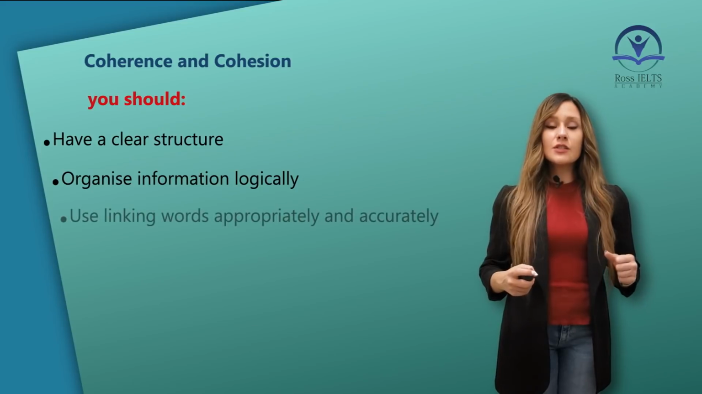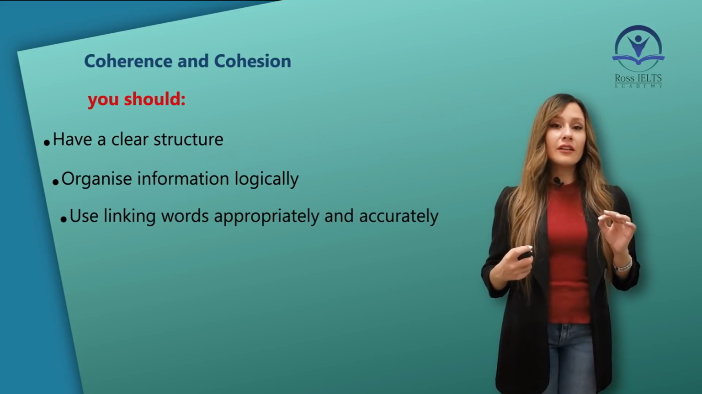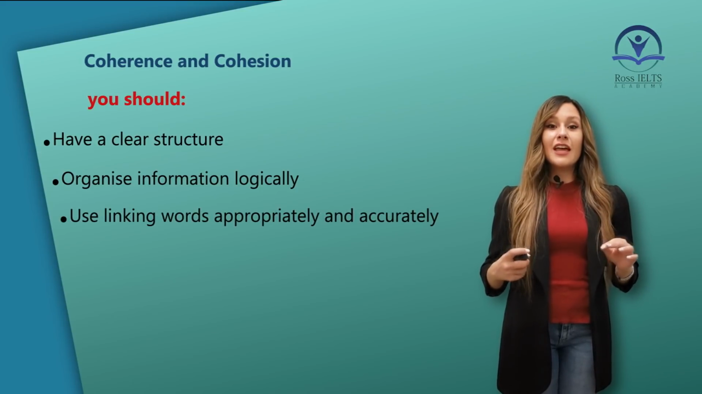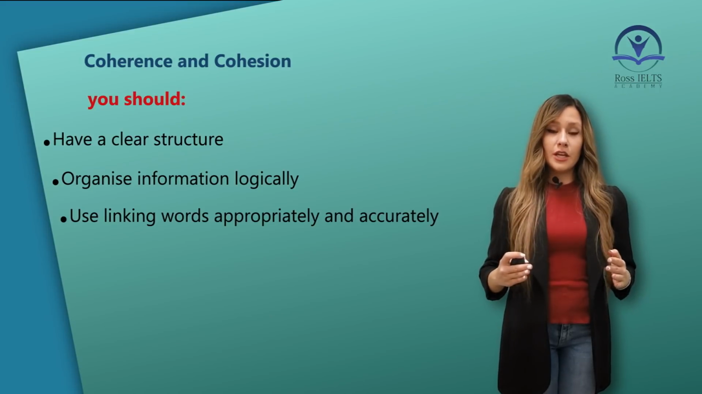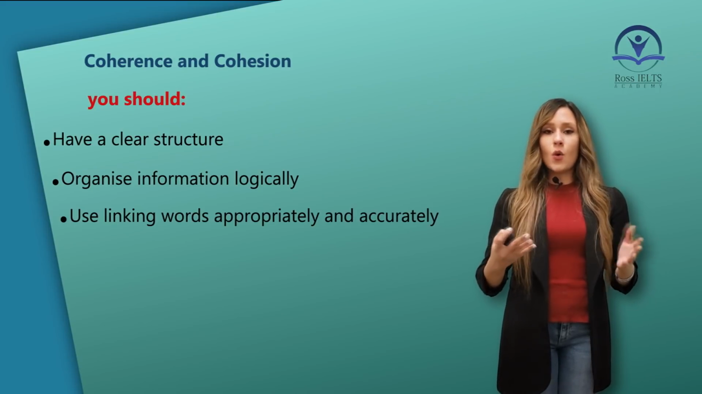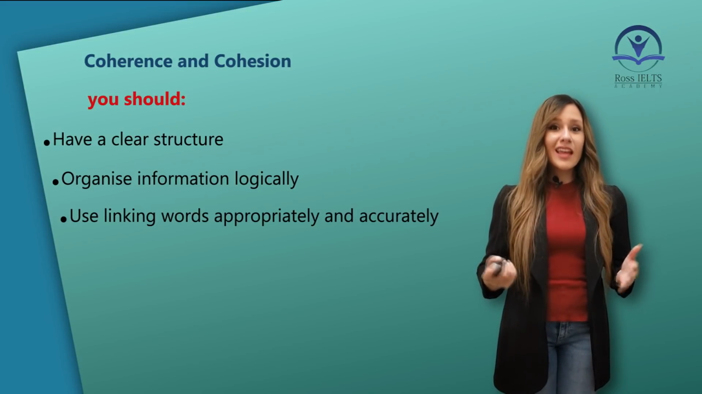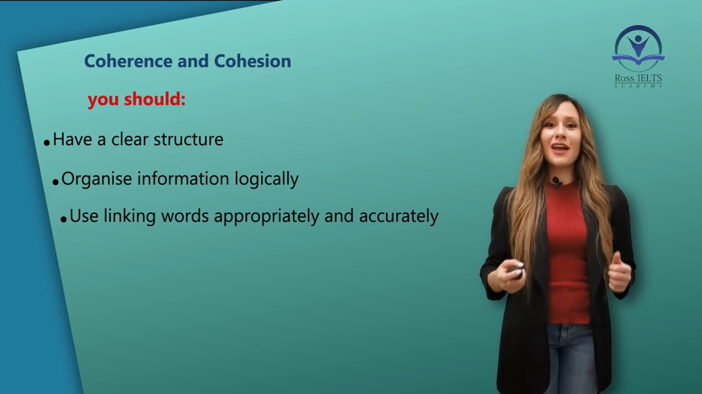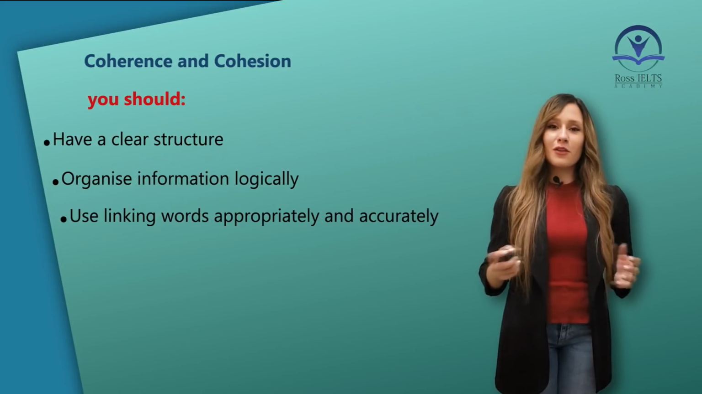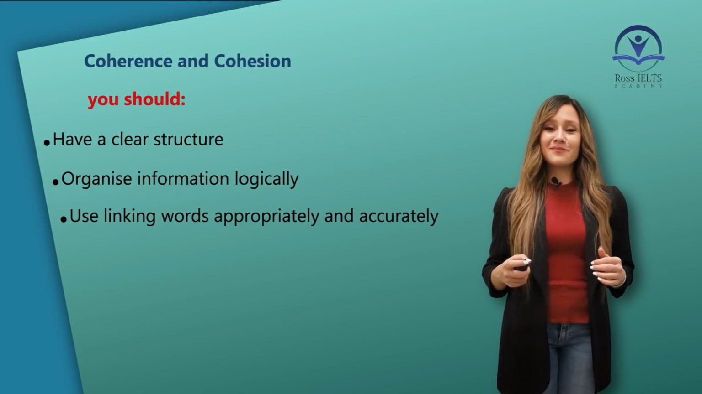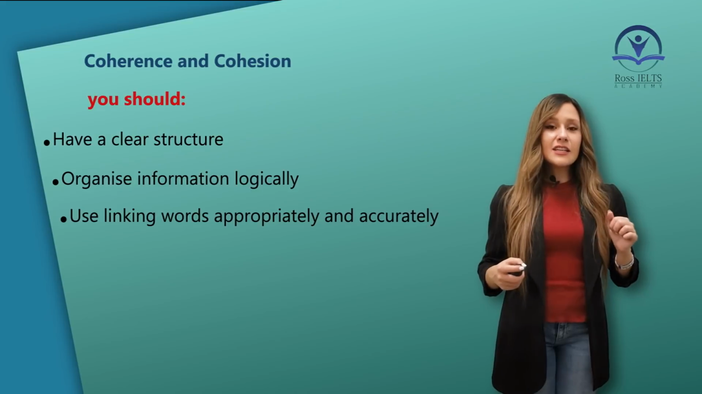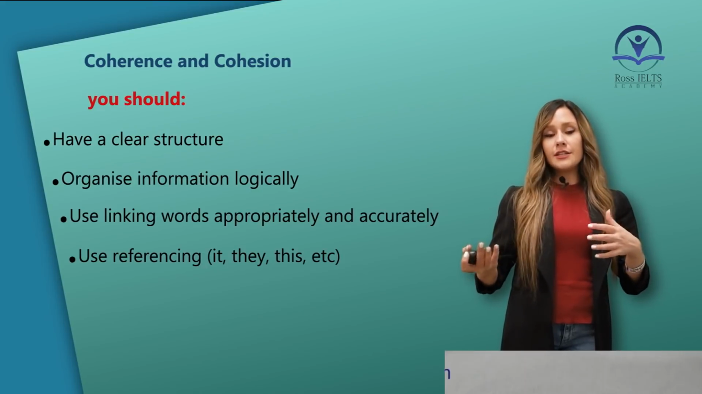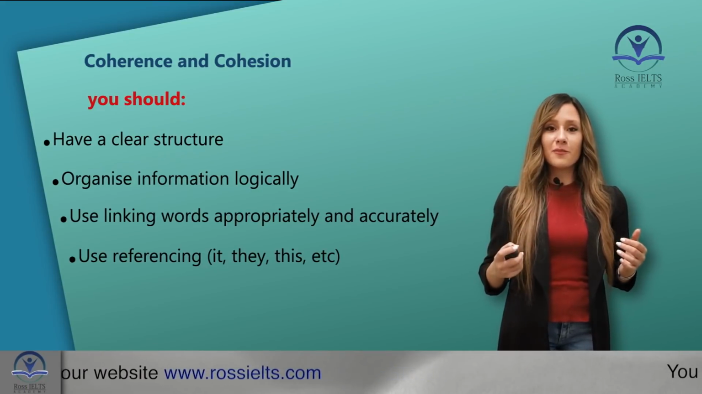The third thing is to use linking words appropriately and accurately. This one is super important. You shouldn't only use and, so, but, because. Look for more advanced alternatives. Where? On our YouTube channel. There are some videos about all of that. Make sure to watch them. The next thing is to use referencing like it, they, this, and etc.